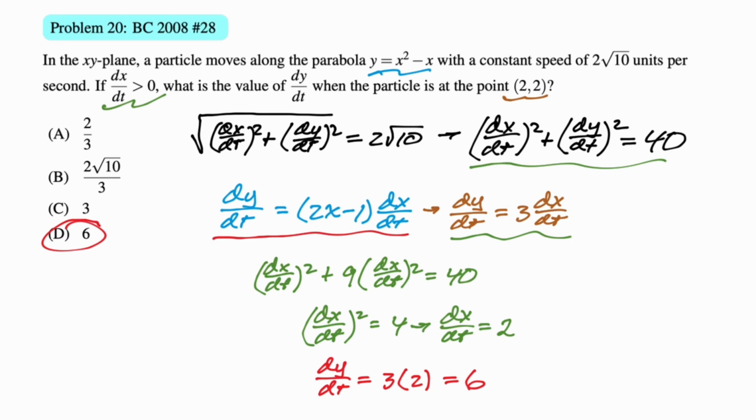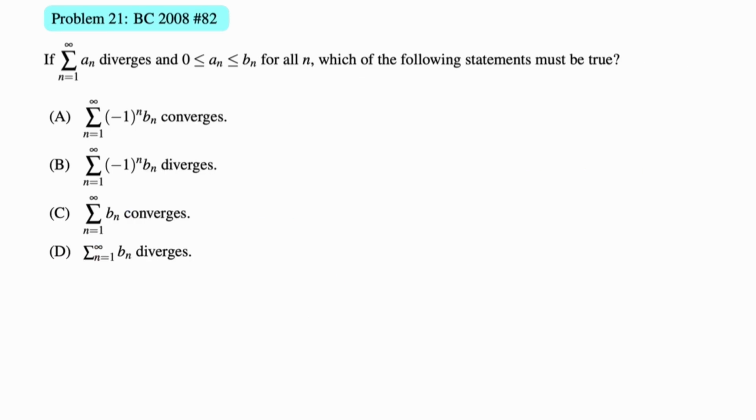Let's look at the last problem that I decided to do in this video. If the sum from 1 to infinity of a sub n diverges, and a sub n is less than b sub n for all n, which of the following statements must be true? So this is basically the setup for the direct comparison test. So I think we're doing direct comparison. If the smaller series diverges, the bigger series must diverge. If this bigger series converges, the smaller series must converge.